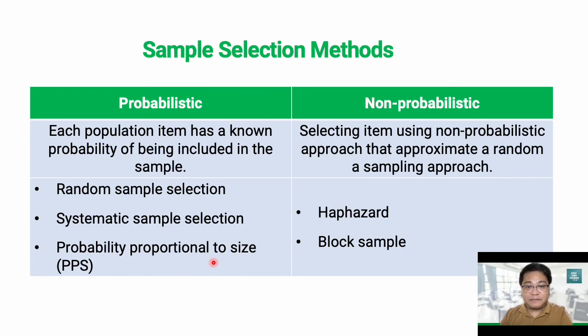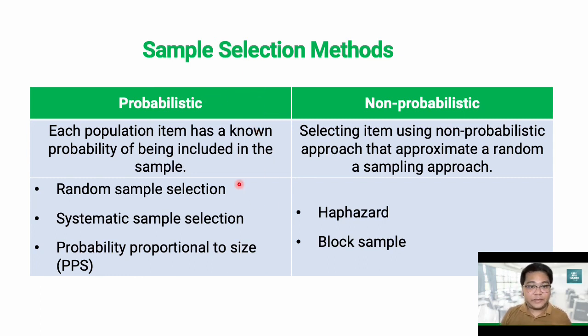However, if our sampling plan is non-statistical, then we can use either probabilistic or non-probabilistic sample selection methods. In a non-probabilistic sample selection method, in selecting items, we use judgment to approximate a random sampling approach. The choices here would be haphazard or block sample. But you can also use probabilistic if you are using a non-statistical sampling approach. Again, if you are using a statistical sampling approach, you can only use probabilistic sample selection methods.